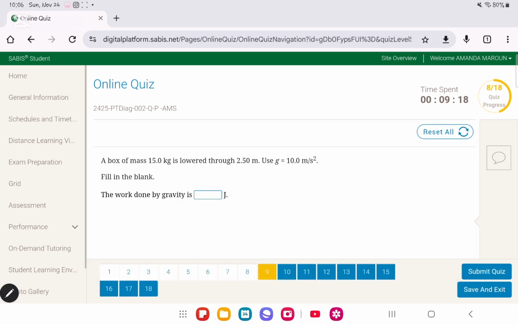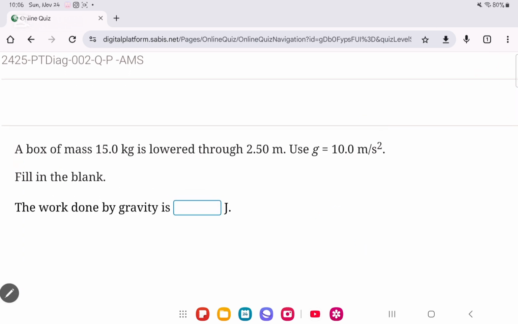Question number 9. A box of 15 kg is lowered through 2.5 meters. Use g equals 10 meters per second squared. They need the work done by gravity. Remember, the work done by gravity, if it goes down, it is positive. If it goes up, it is negative. Here, it is lowered. If it's being lowered, that means it is going down. That means the work done by gravity is going to be positive, first of all.